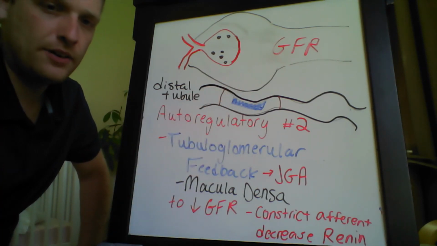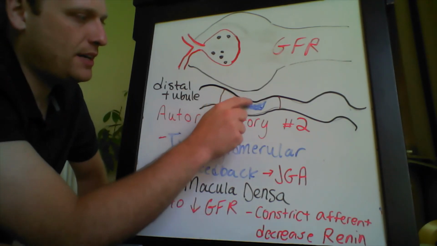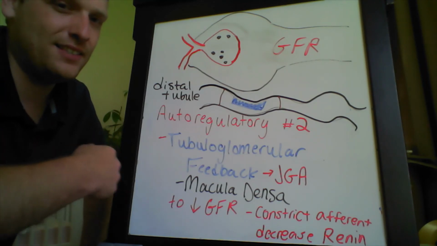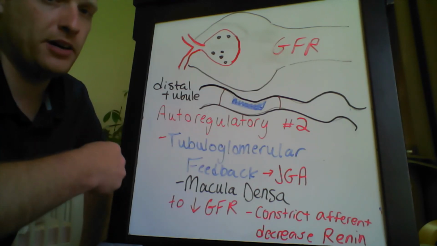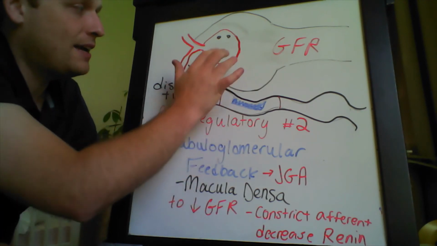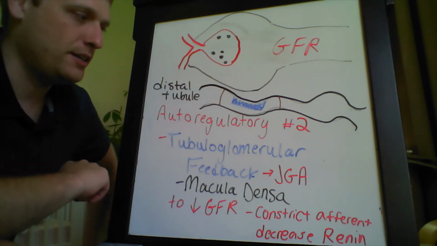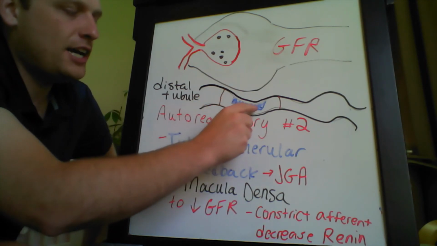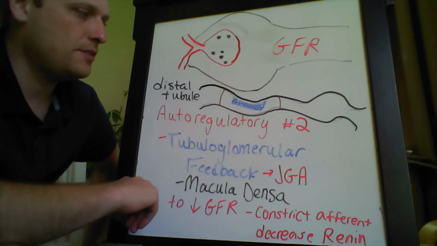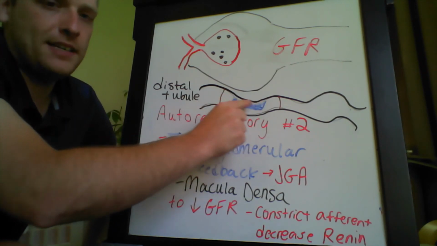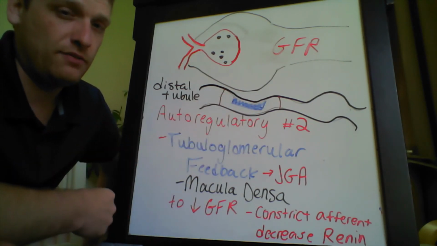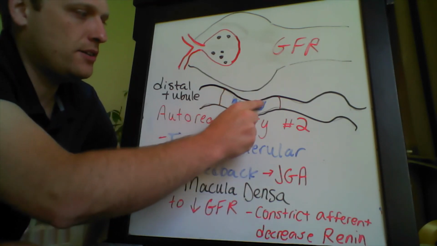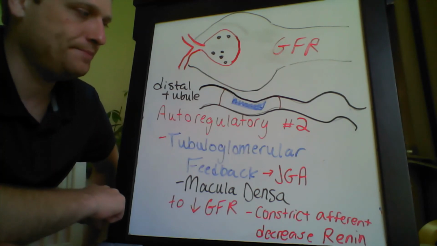Now, what this allows for is a specific patch of cells in the juxtaglomerular apparatus to sense changes in glomerular filtration rate and actually have an effect on the glomerulus. So let's look at how this occurs. In the JGA, the juxtaglomerular apparatus, this specific set of cells that's going to be regulating filtration rate is called the macula densa. So these cells that I've drawn here are the macula densa.